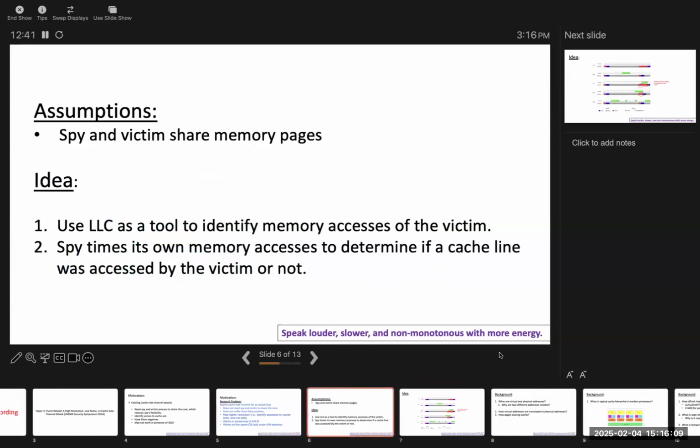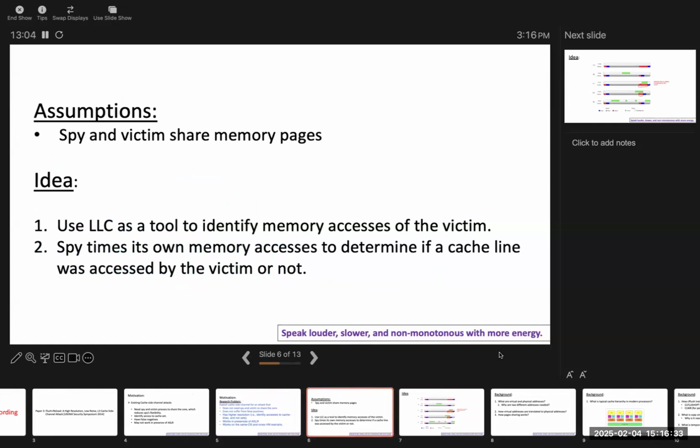Okay. So here they are assuming that spy and victim share the memory pages. How memory pages are shared, and in what scenarios we share them, we will talk about later, but they are making this assumption, which basically means that if this assumption is not true, then this attack will not work, which is a weakness of this attack mechanism.